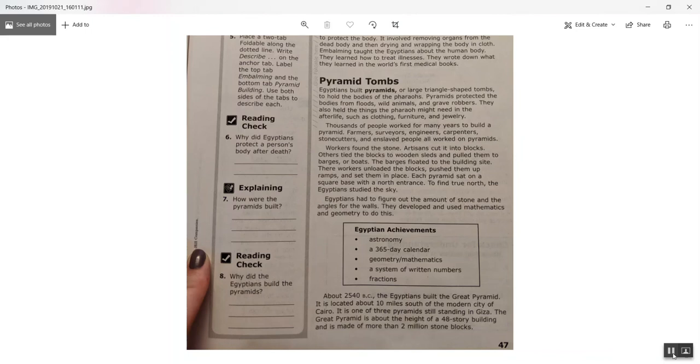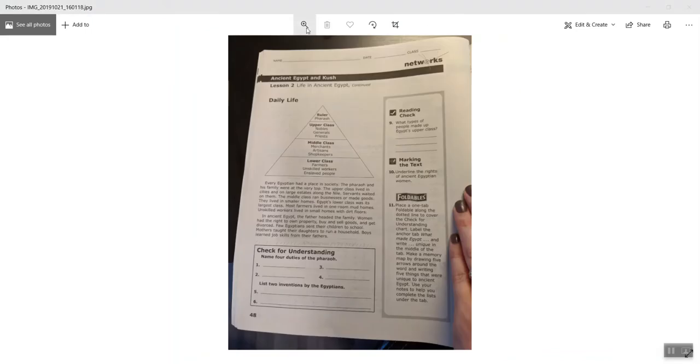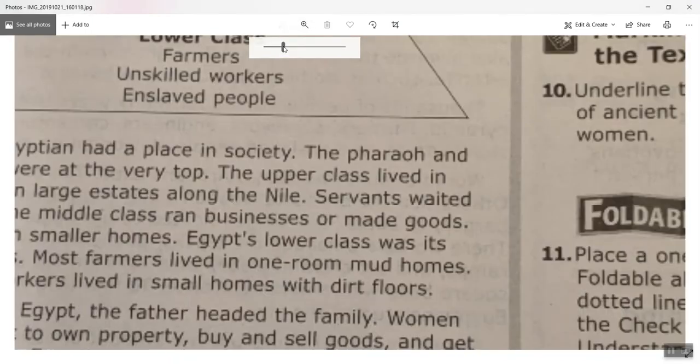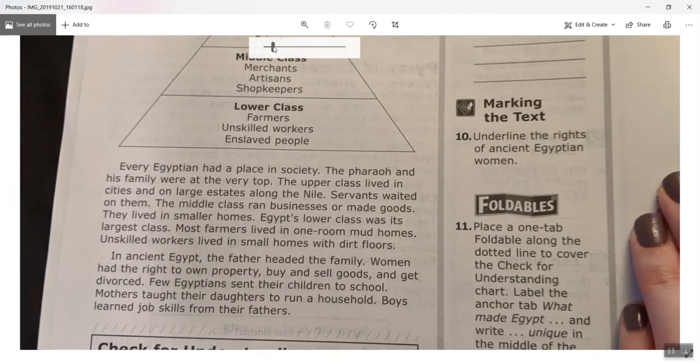All right, we're going to the next page. All right, last page, you guys. Whoop, I keep doing that.